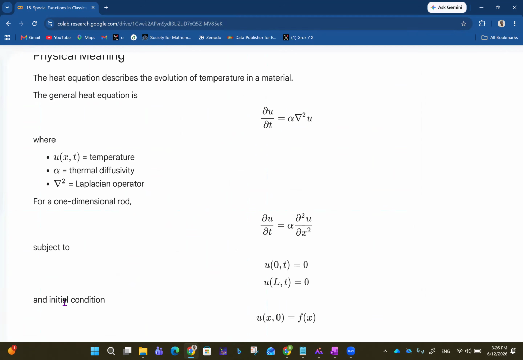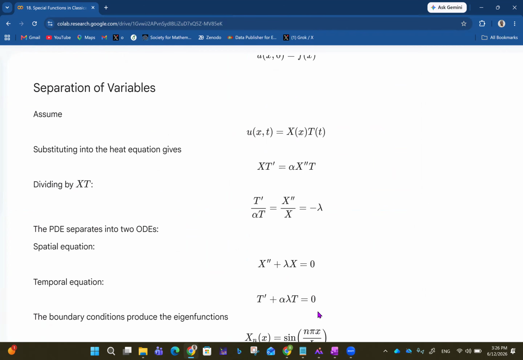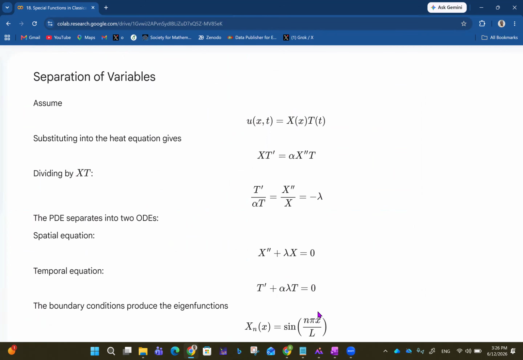Then we have an initial condition, which is u of x comma 0. At time 0, you just have f of x. You have the geometry there right from the beginning. So in this case you go ahead and do separation of variables. I think we've done this a couple of times even in other situations. So you assume that u of x comma t separates into space and time, so you have X of x multiplied by T of t. If you substitute into the heat equation, you have X T prime equals alpha X prime prime T, dividing by X T now.